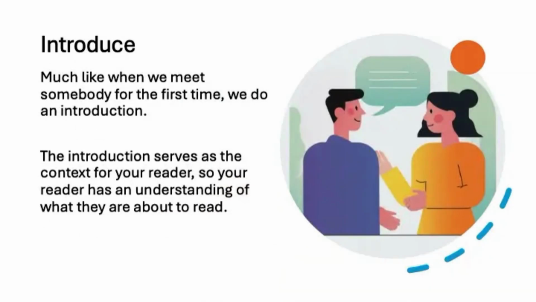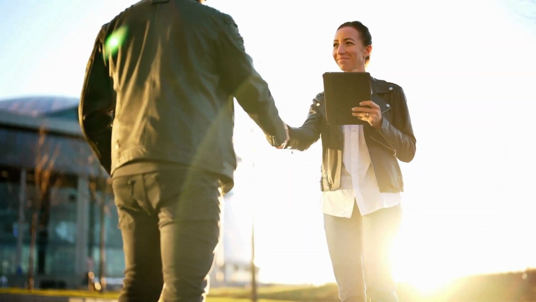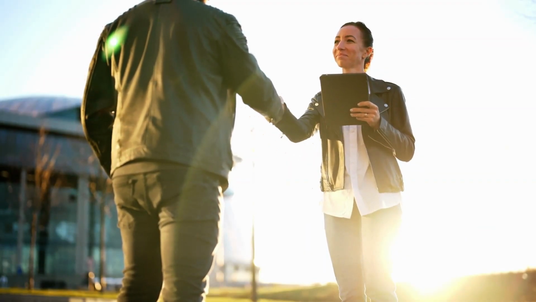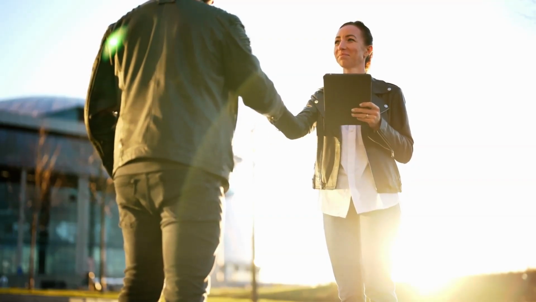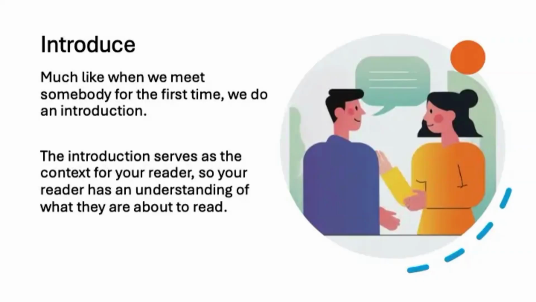Introduce. That's the first part of the ICE strategy. Much like when we first meet somebody, we do an introduction. The introduction helps us understand who we're talking to, or what we're talking about. The introduction gives us context. When you share an idea in your writing, it's important to think about an introduction. Think about your reader. The reader is that new person that you're meeting. The introduction sets the context for your reader, so your reader has an understanding of what they're about to read and what they're getting into. It also helps them understand what's to come.